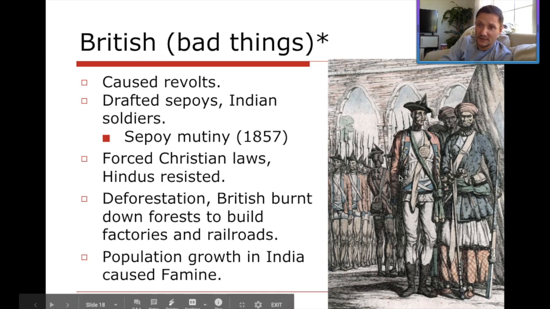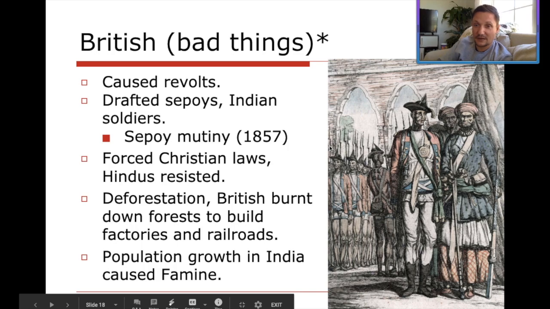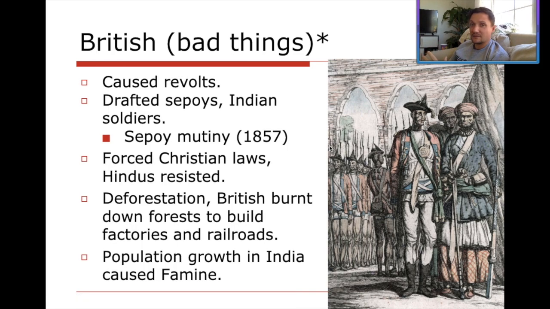Now, these sepoys are dressed like this. So this is a sepoy officer right here. This is a sepoy regular infantryman demonstrated right here. Actually, the regular infantrymen are out back here in the back. The sepoy mutiny happened in 1857 when a lot of crazy stuff happened. And this kind of carries in with this forcing Christian laws and the Hindus are going to resist.